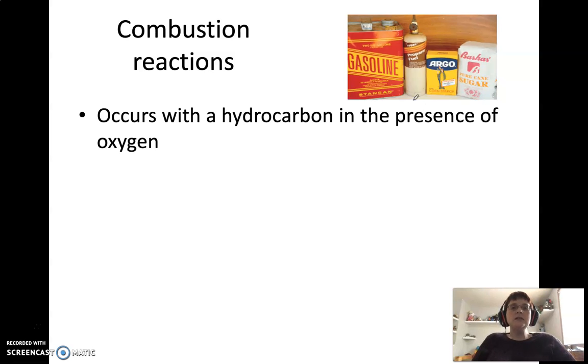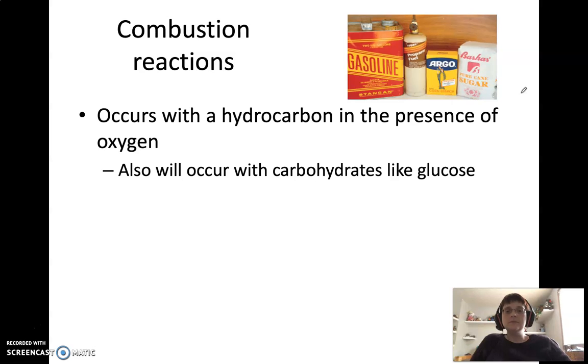So you can see some examples of hydrocarbons up here. So gasoline, propane, cornstarch, because starch is a hydrocarbon, and sugar, because it's got hydrogen, carbon, and oxygen as its components. So yeah, it'll also occur with the carbohydrates like glucose. That's the starch. Starch is actually made up of glucose molecules because those are hydrocarbons.